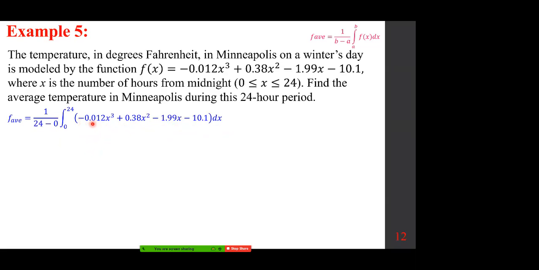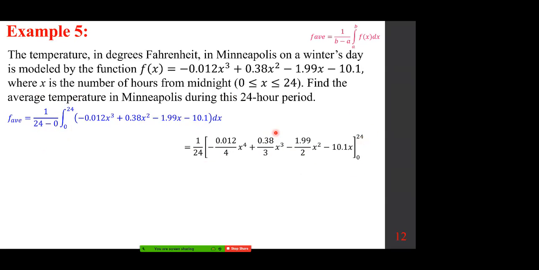So this is negative 0.012 times 1/4 x to the power of 4. This is plus 0.38 times 1/3 x cubed. This is minus 1.99 times 1/2 x squared, and then minus 10.1 x, from 0 to 24. We have this one in front, so we have 1/24 in front. We do the integration from 0 to 24.